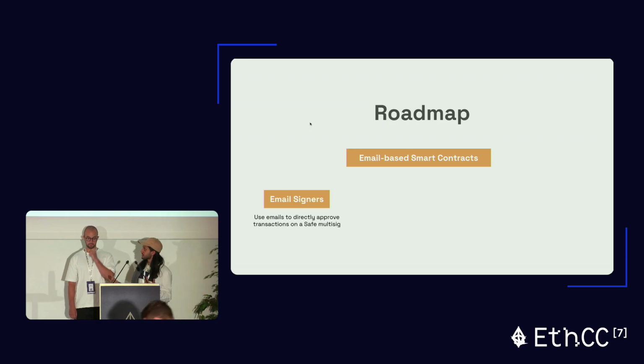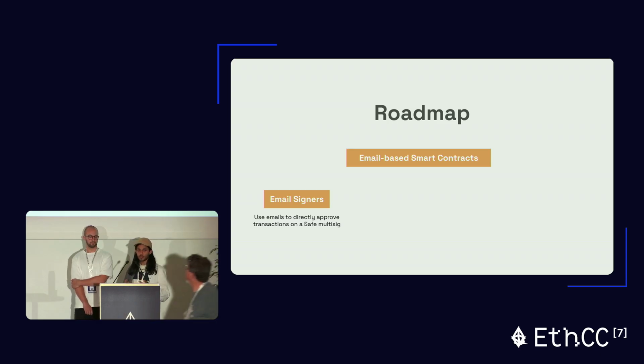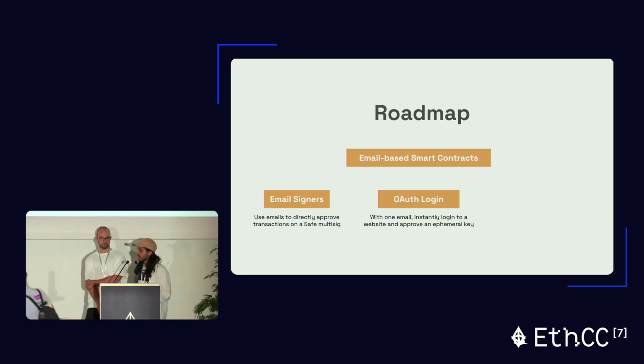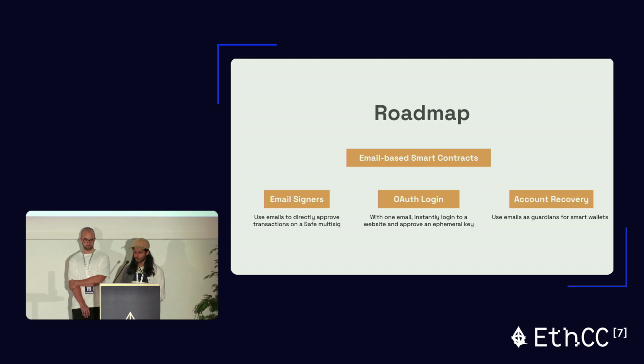So in today's presentation, we'll be discussing first how we can use the ZK Email primitive to build ZK Email-powered smart contracts. Then we'll talk about how we could use this, for instance, to have email signers on multisigs. Then we'll discuss a sketch flow for how you might have OAuth login, for instance, approving an ephemeral key via your email in a very easy-to-use interface. And finally, we'll go over account recovery, using your email as a guardian for your smart wallet.